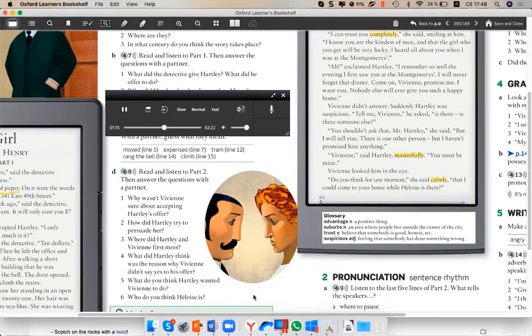"Ah," exclaimed Hartley, "I remember so well the evening I first saw you at the Montgomerys. I will never forget that dinner. Come on, Vivian, promise me. I want you. Nobody else will ever give you such a happy home." Vivian didn't answer. Suddenly Hartley was suspicious. "Tell me, Vivian," he asked, "is there someone else?" "You shouldn't ask that, Mr. Hartley," she said. "But I will tell you. There is one other person, but I haven't promised him anything." "Vivian," said Hartley masterfully, "you must be mine." Vivian looked him in the eye. "Do you think for one moment," she said calmly, "that I could come to your home while Eloise is there?"